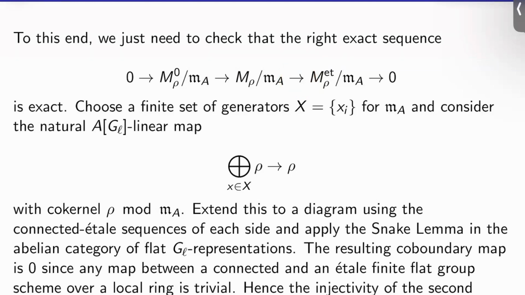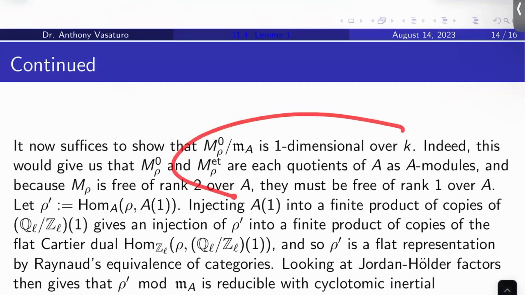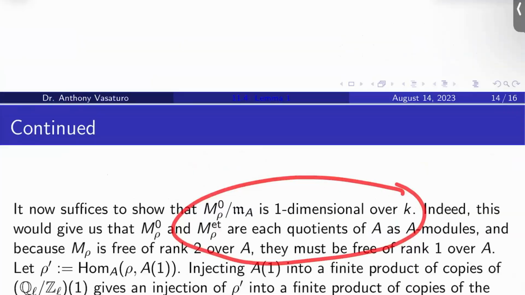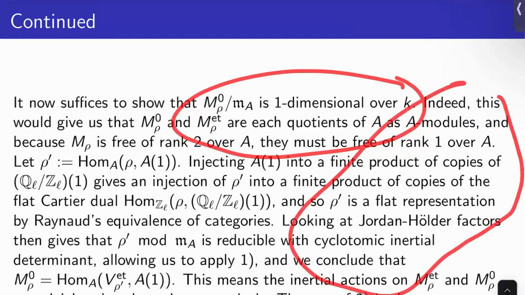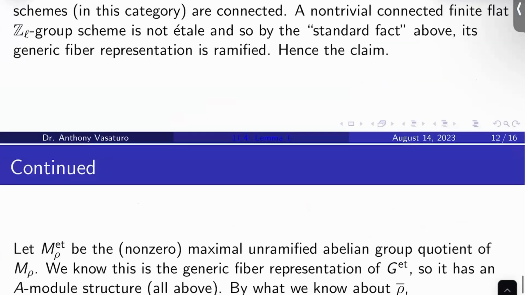So we're done. That actually proves that this is an exact sequence, which shows me that this is one-dimensional over K. We proved here that showing that one-dimensionality proves the rest of 2. And so we are done.